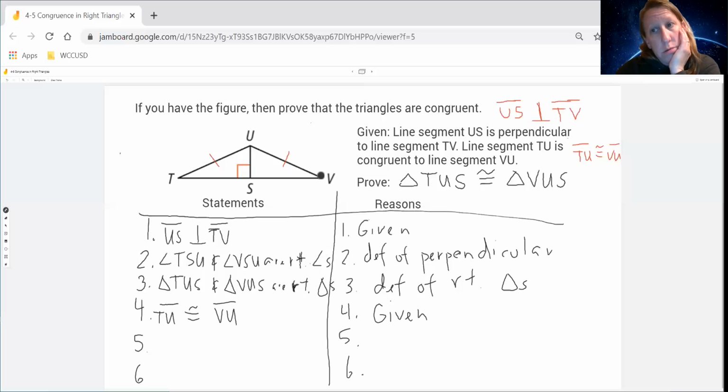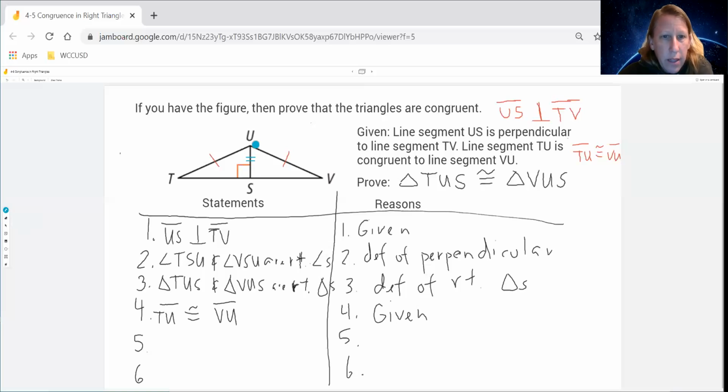Uh-oh. Where's our leg? Is TS the same as SV? Maybe. Do you have a reason for that? Does it tell us that S is the midpoint? No. Could we possibly prove it? Yes, but I don't know how we would do that. Ah, what do we know about the two triangles? They share a side, right? What's it called when the two triangles have the same part?